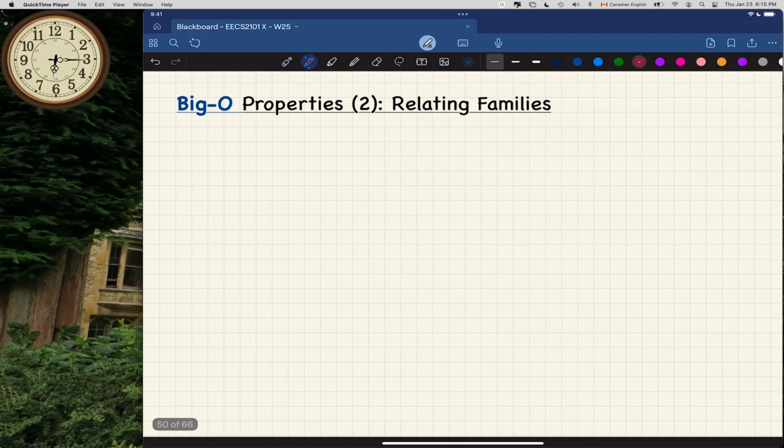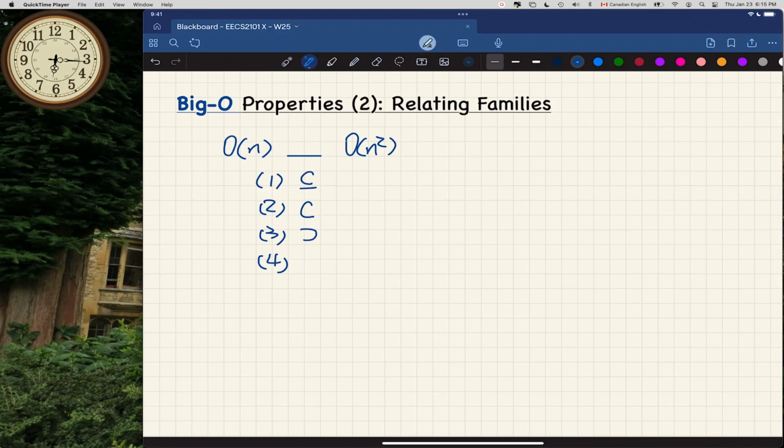So here, relating in family. Let me just make sure I don't miss any point. Bear with me. Good. So we talk about the two examples there. We got big O of n, and also we got the big O of n squared. I want to relate them together. I got 4 choices for you. Either this, or this, or this, or this.